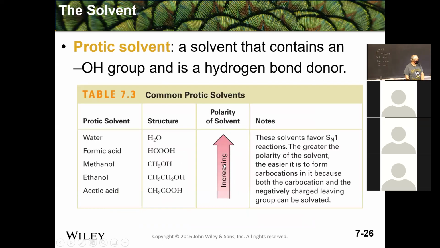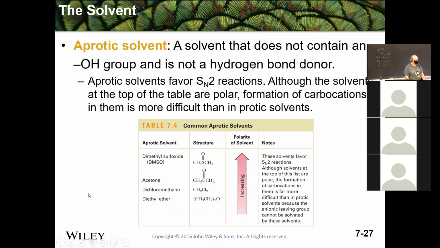Let me go back here. These are protic solvents. I've got an OH group. So these can accept hydrogen bonds, but they can't donate hydrogen bonds. So we've got dimethyl sulfoxide, acetone, dichloromethane, and diethyl ether.